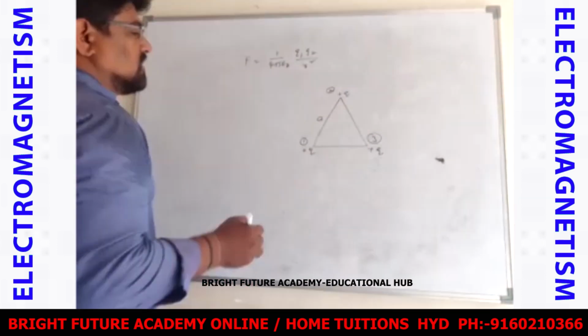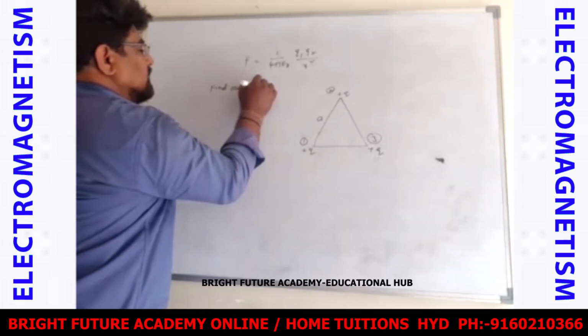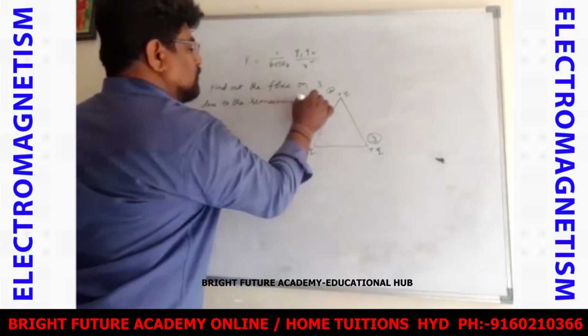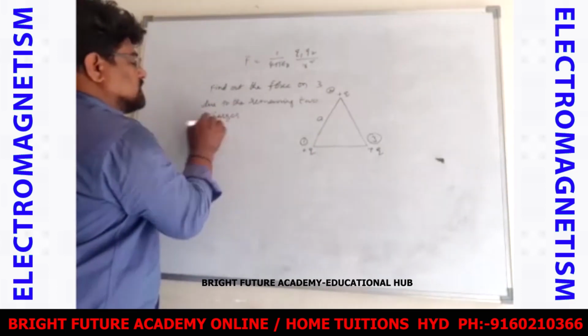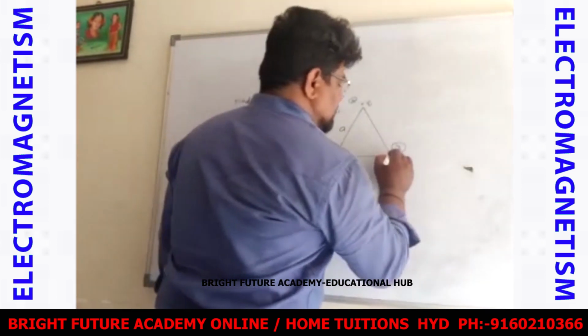Now, what is the question? Find out the force on 3. Find out the force on charge 3 due to the remaining two charges. So now we can take force on 3 due to 1. It is in this direction.